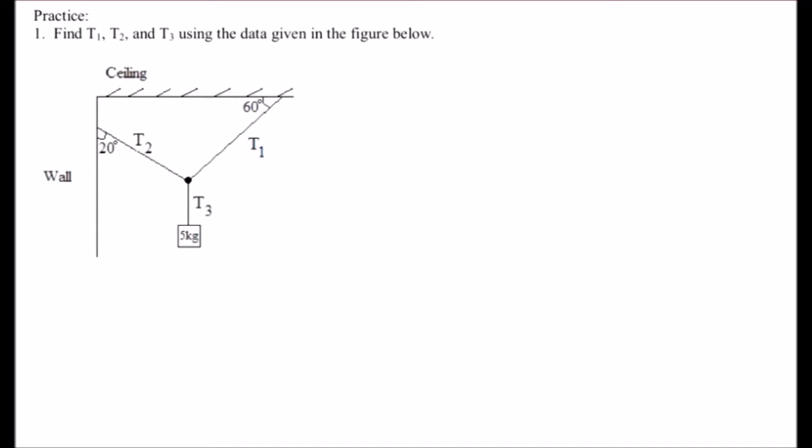Okay, so we have this picture where we need to find tension 1, tension 2, and tension 3, given the figure here. So what's the first thing we want to do? Very good. Mark, what's going to be our free body? The hanging mass. Okay, so how many free body diagrams are we going to have? Two. All right, so we're going to do the box one first.